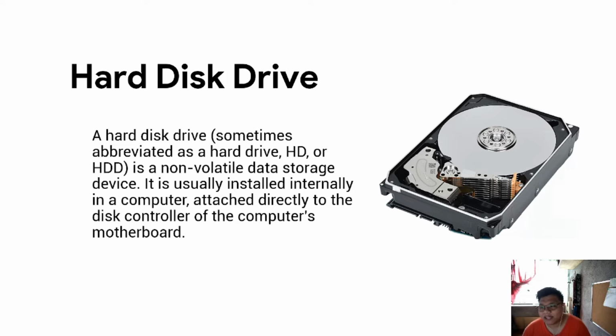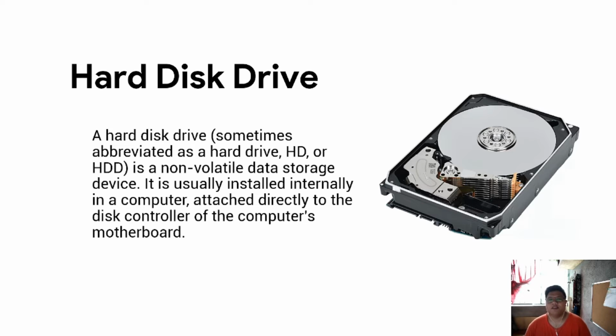Now, when we say non-volatile, it is what we explained earlier, no? That when the computer or the power shuts down, the files will still be there. Okay, so when the computer is turned on, we can still retrieve the file. That is what we mean by non-volatile. It is usually installed internally in a computer, so meaning inside the system unit, the tower case that is beside the desktop. That is what we call the system unit. Inside there, we can find the hard disk drive.